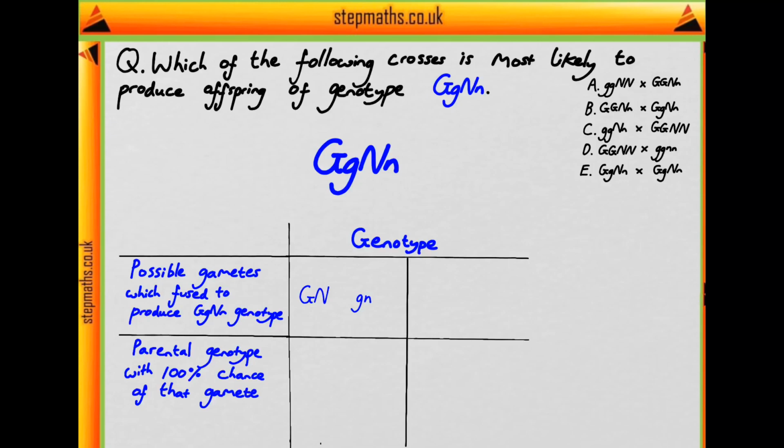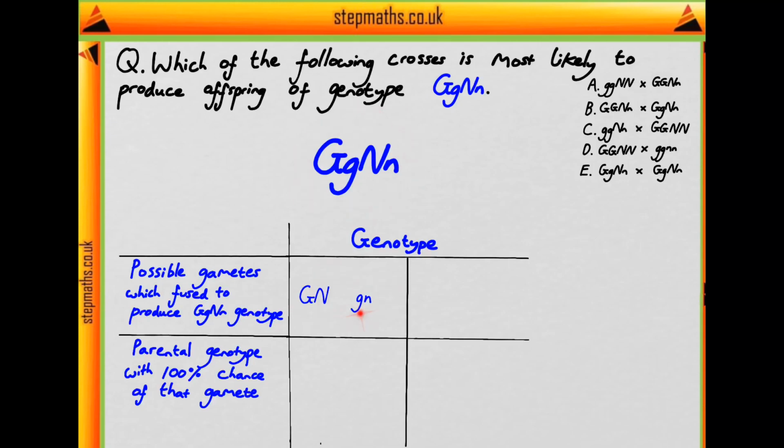So this is the first one that I have. It's two dominant alleles, capital G, capital N, and then two recessive alleles, that is lowercase g, lowercase n. So if these two alleles fused, each being contributed from a different parent, they would form this dihybrid genotype.